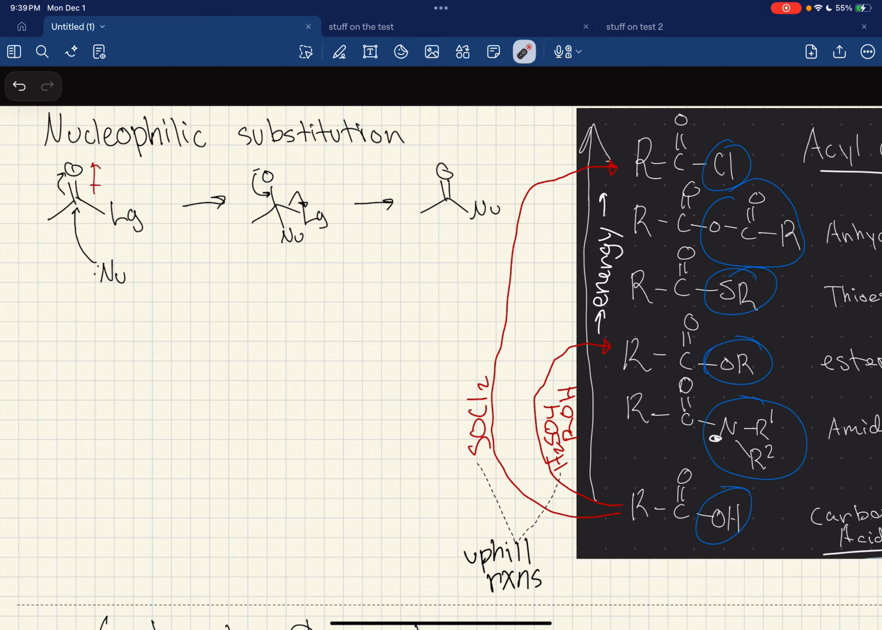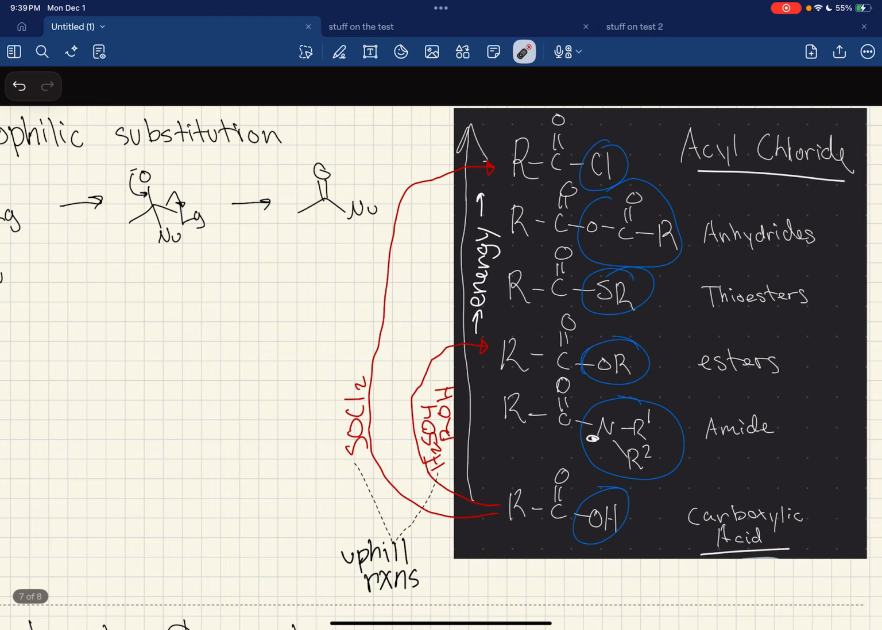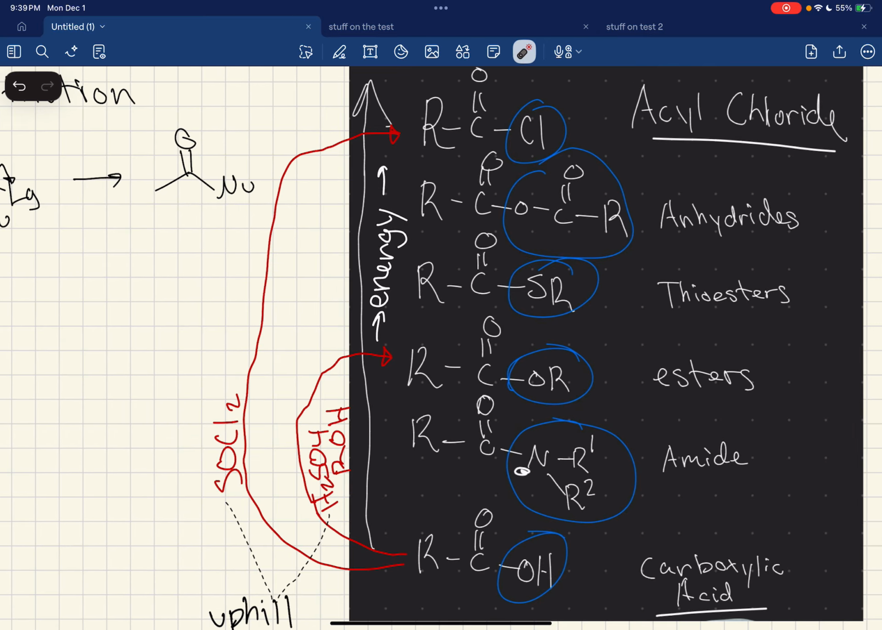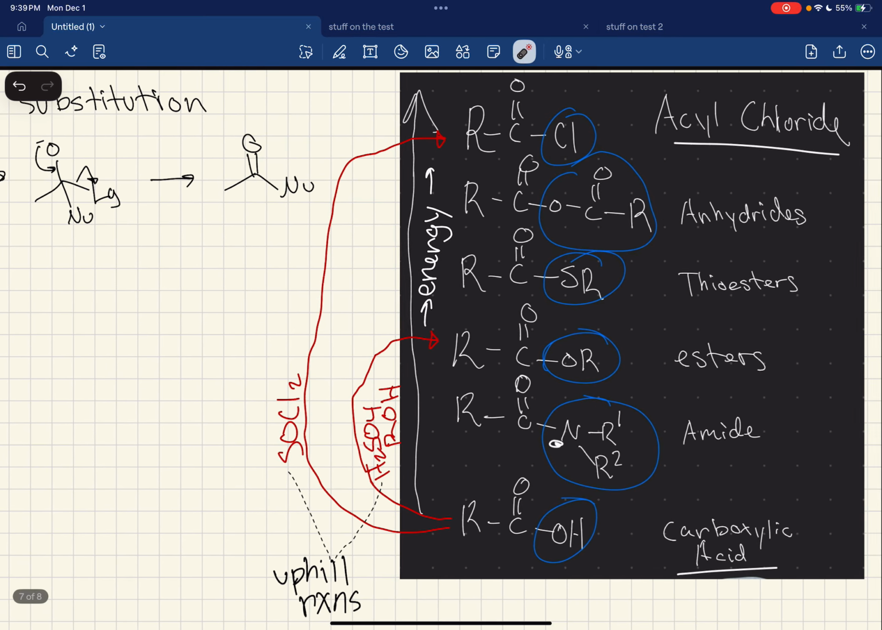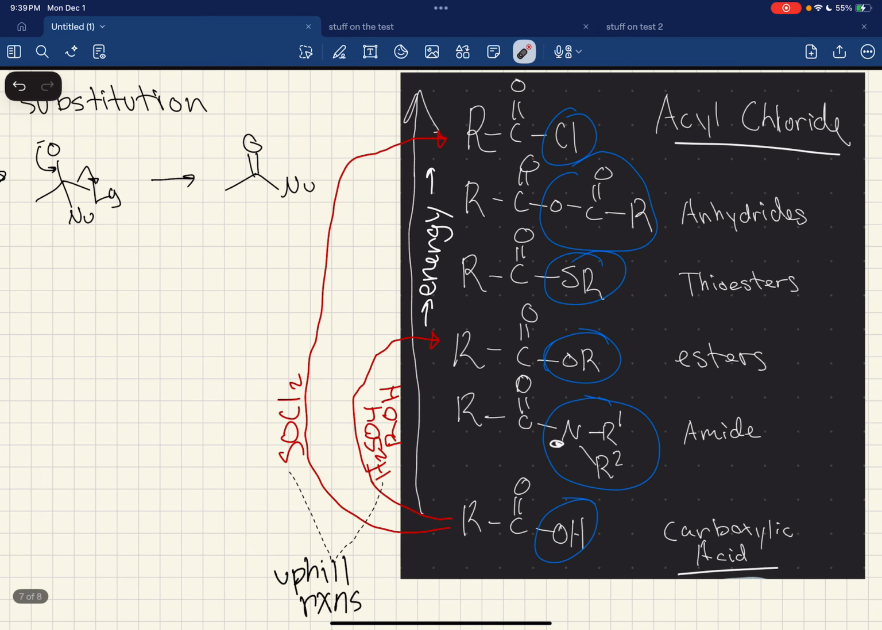Understand and predict the reactivity trends of carboxylic acids and derivatives. Know the order of increasing reactivity from acid chlorides to aldehydes and ketones to esters and amides, and understand what makes one more reactive than the other. So I kind of have this right here. This is the order of reactivity of all of the things you will need to know. This was also from my notes from when I took OChem 2.